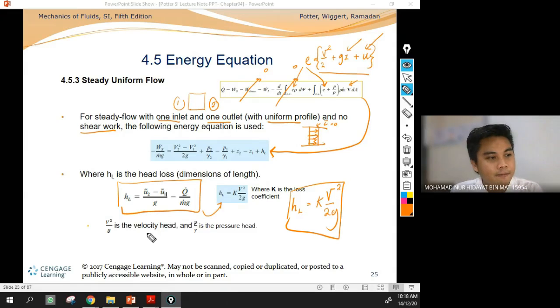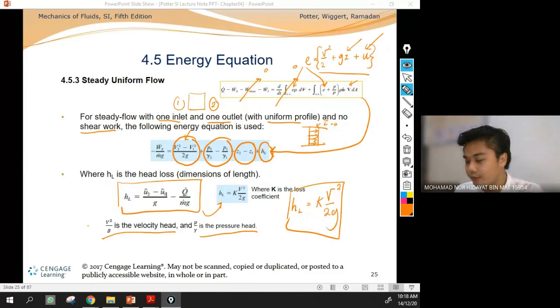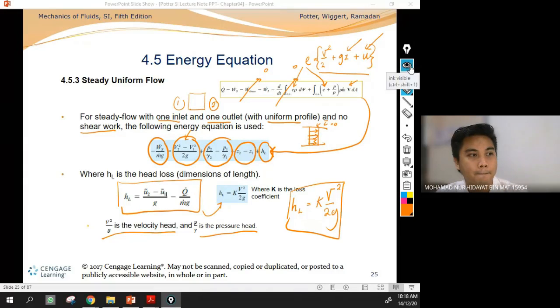So the energy terms can be the velocity head and the pressure head. The V squared over 2g is referred to as velocity head, and the pressure over gamma is the pressure head. So we have the velocity head, this is the pressure head, and then this is the head due to elevation, and this is the loss. Right, and this term refers to the work. Okay, this is work from the shaft.